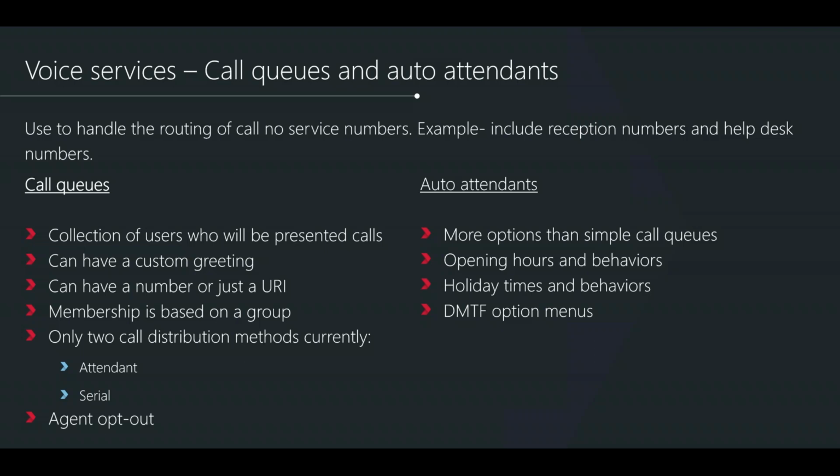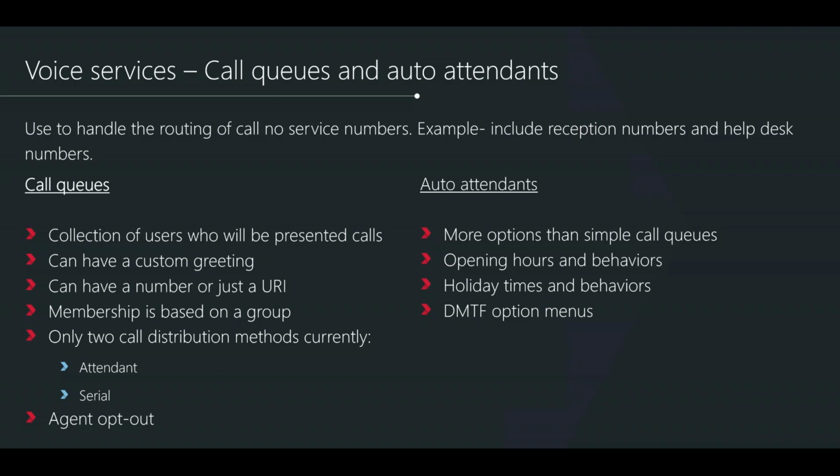Agent opt-out is also supported on call queues. Again, that's one of those niche features. If you use it, you'll be very attached to it and you'll be glad it's included. If you don't use it, you won't particularly care about it, but it's there if you come across scenarios that basically need the ability for an agent themselves to say, at this time I'm included as part of a group, at other times I'm not.